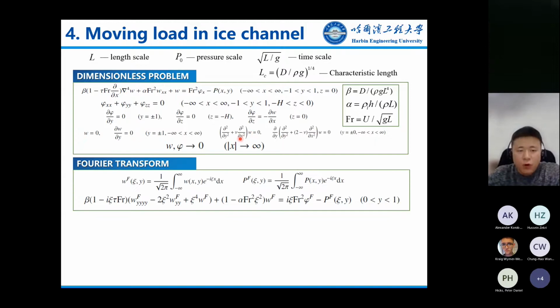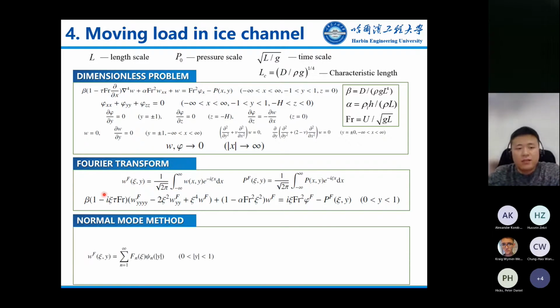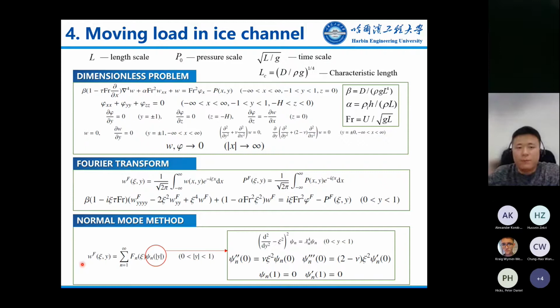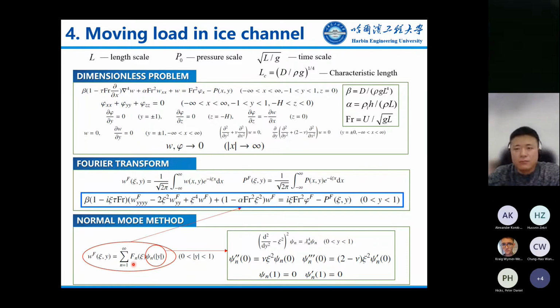The Fourier transform along the direction of the channel is introduced to solve the dimensionless problem. The ice deflection in the form of the transform can be written as a series solution, in which the eigenfunctions are the solutions of the spectral problem. Then we need to substitute the series solution of the ice plate into the ice plate equation.